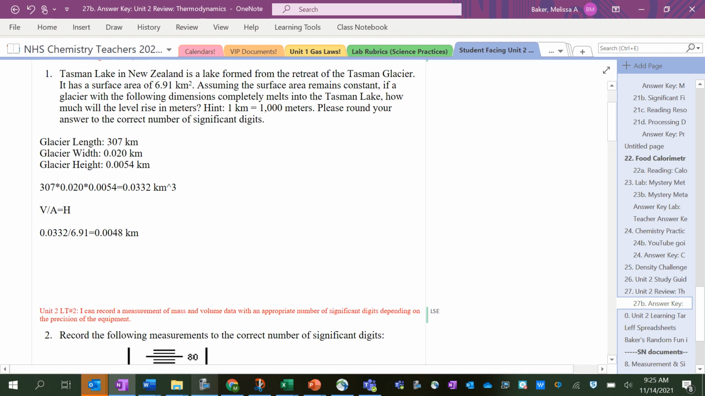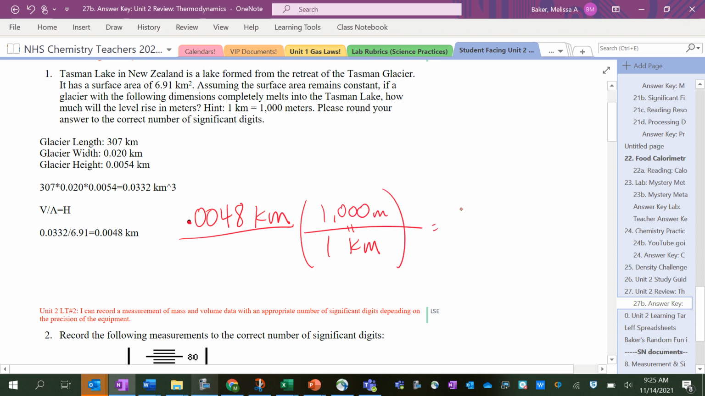And then we know that 1 kilometer is 1,000 meters. I'm going to show my work here with dimensional analysis. This is 2 significant digits, so my final answer should end up being 2 significant digits. Okay, this is good. 0.0048 kilometers. I know that 1 kilometer is equal to 1,000 meters. Multiply across the top, divide by the bottom. It comes out to be 4.8 meters.